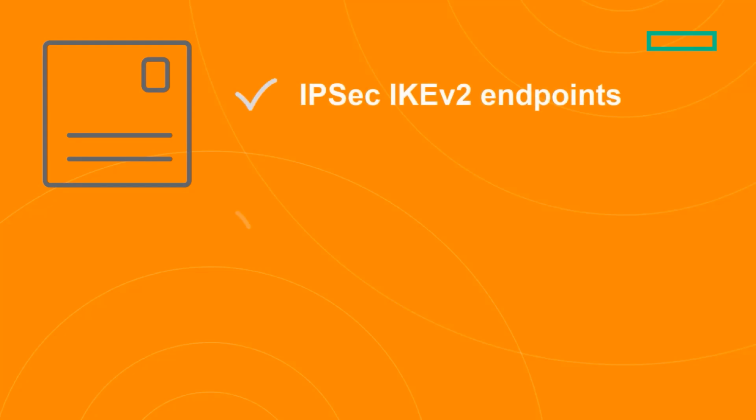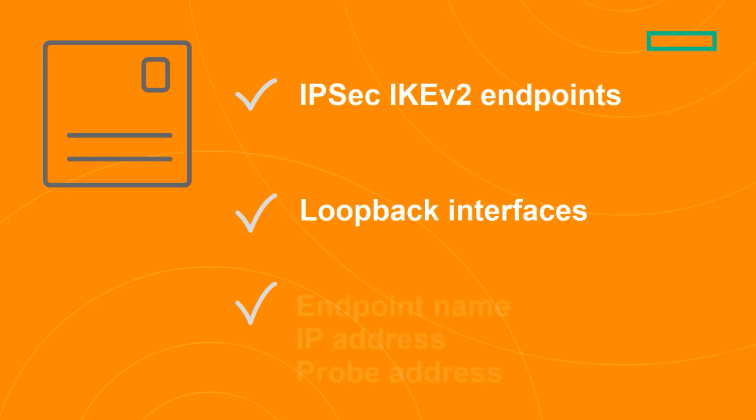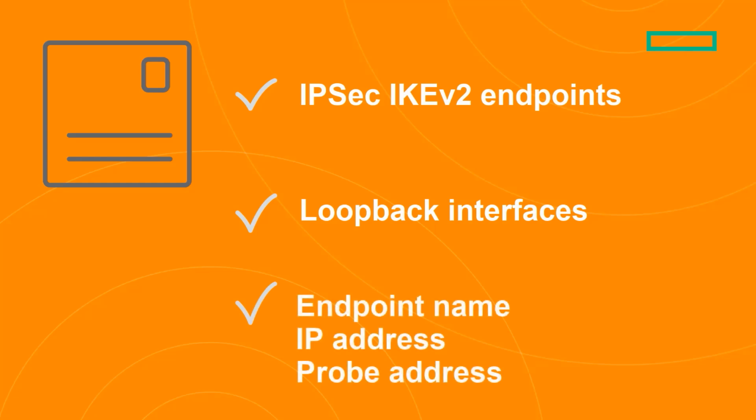Just a couple notes before we begin. You can use the Service Orchestration feature with any provider that uses IPsec IKEv2 endpoints. You must have loopback interfaces configured. Loopback interfaces provide a stable and consistent source IP address for use in IPSLA probes. And finally, you'll need the following information for each endpoint you want to add. The probe address is the endpoint that the IPSLA subsystem will ping to determine service availability. If in doubt, you can use Silverpeak's probe address.